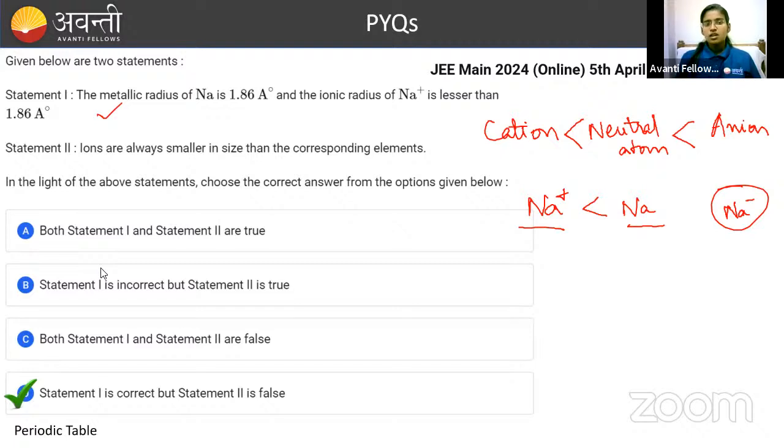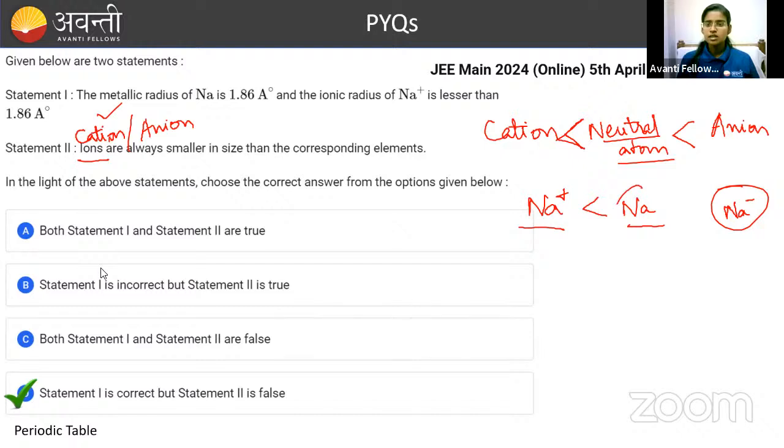Okay. Now coming to statement 2. Ions are always smaller in size than the corresponding elements. Is that right? No. Ions means they are trying to mention both cation and anion. Both cation and anion fall under the ion category, right? Only the cations are smaller in size than the corresponding element, which is a neutral atom.